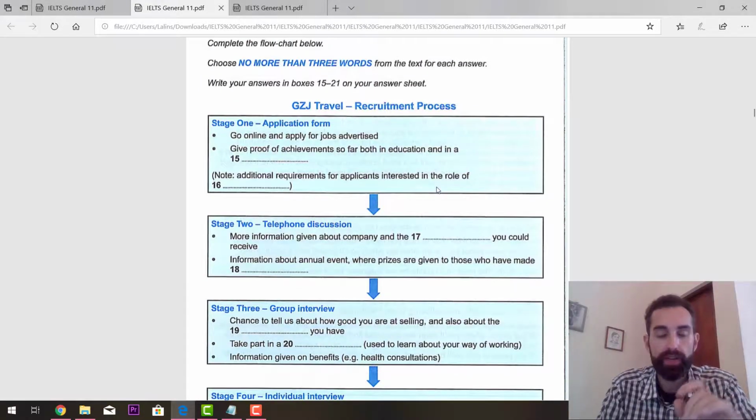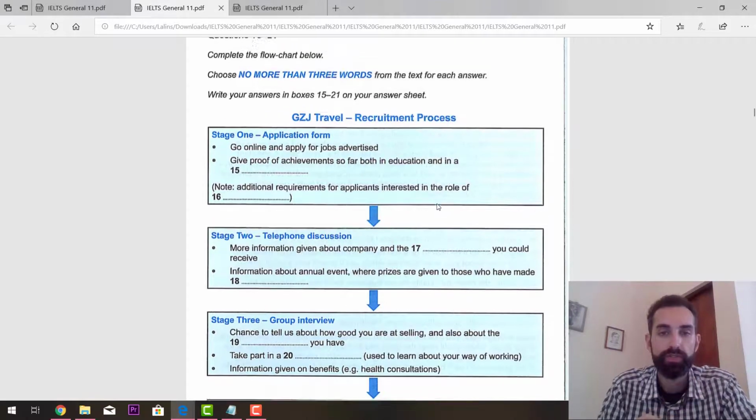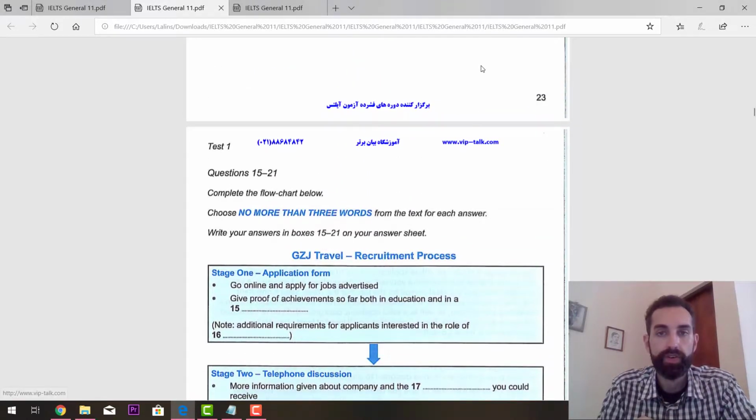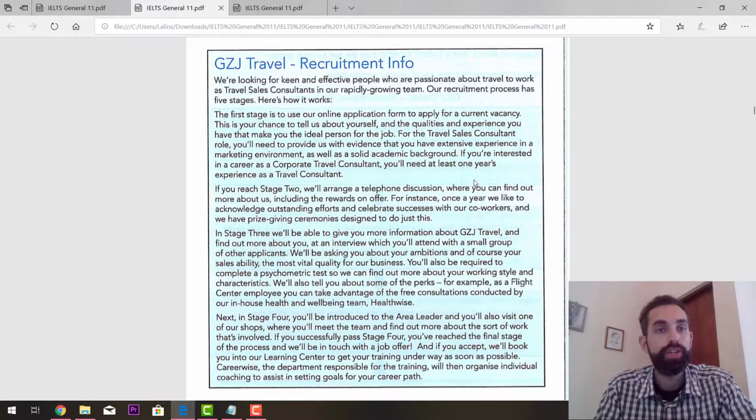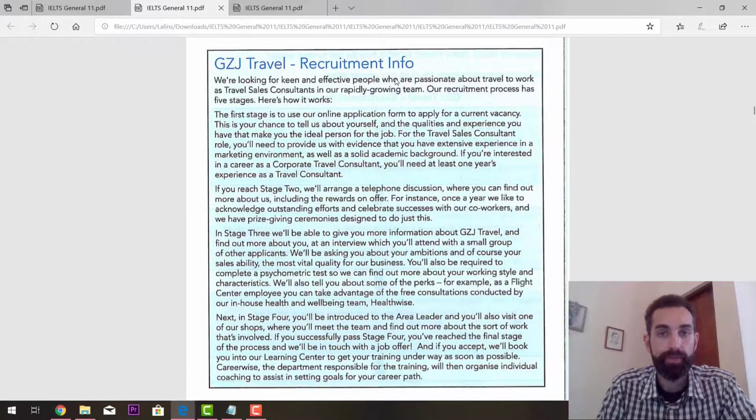So this is the first part of section 2, questions 15 to 21. So we'll be going through this first. So let's look over the text. Here we are. GZJ Travel, recruitment info. We're looking for keen and effective people who are passionate about travel to work as travel sales consultants in our rapidly growing team. Our recruitment process has 5 stages. Here's how it works. The first stage is to use our online application form to apply for a current vacancy.